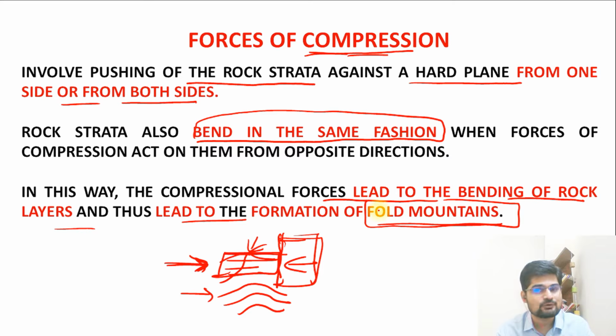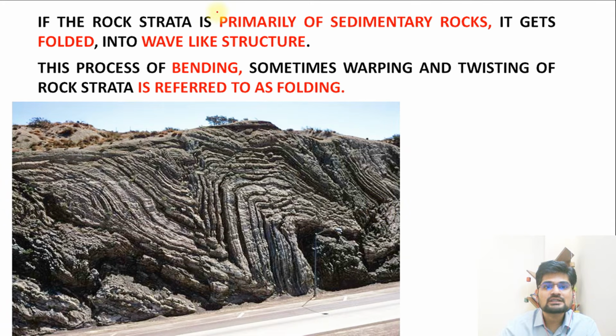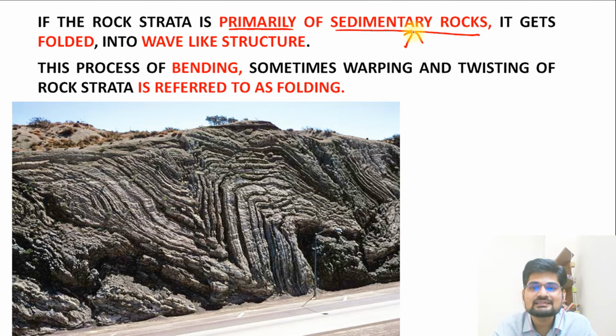So the folding process we have already studied in the geosynclinal theory as well. Now let's go further and study. The rock strata is primarily of sedimentary rocks. Remember, most of the folding that we study is basically in sedimentary rocks. And why? Because of the property of that rock. It is softer in nature, it is layered, and it gets folded in a wave-like structure. Can you see this wave-like structure?